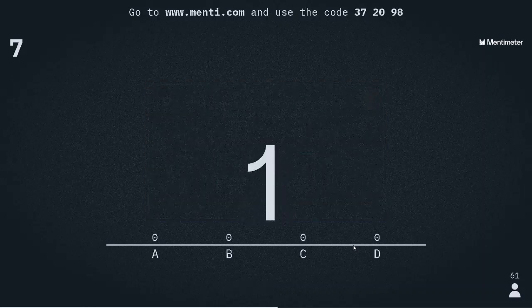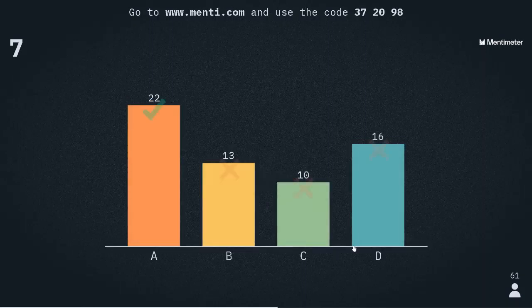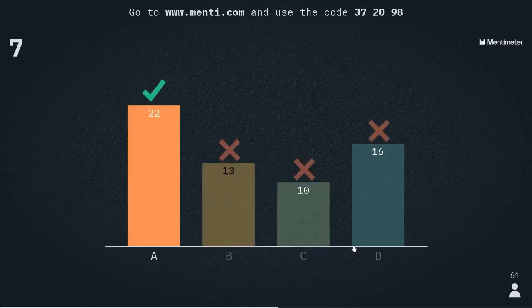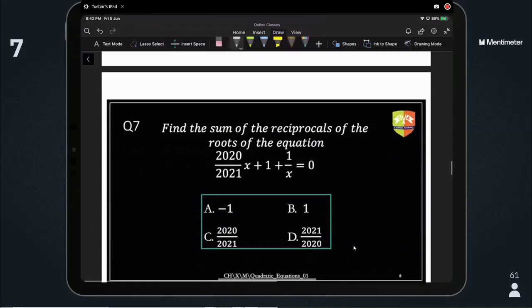Okay, solution time, and I am sure most of you would have got it correct. What has happened to you today? Most of you are getting it wrong. You need more and more practice. More and more. It was again very simple.